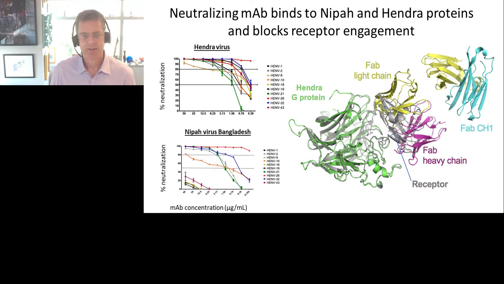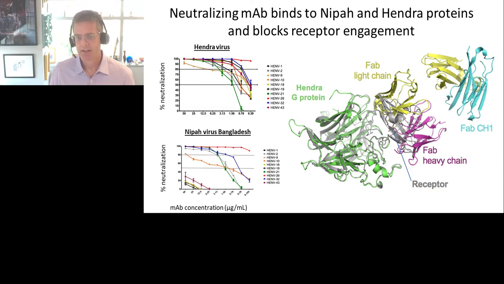Even at less than 1 microgram per ml, we still get nearly 100% neutralization of Hendra. Interestingly, even though they were induced by Hendra, they're very broad, in the sense that some of these also neutralize Nipah virus, Bangladesh, and Nipah, Malaysia. We've done co-crystal structures in our lab. Chenwei Dong and our group has gotten co-crystal structures of a number of these antibodies.